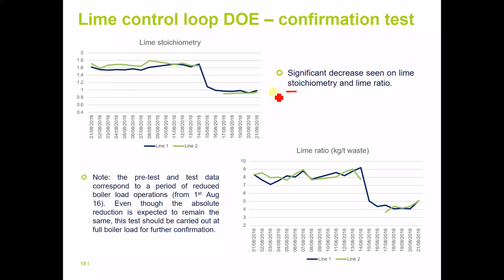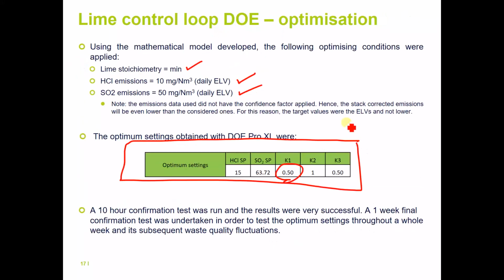Look where the stoichiometry's gone. It's gone from up here. I mean, it was up at 0.6, look. They were wasting 60% lime. They've got this thing now sitting dead on 1. By the way, just something to point out before we go off here.